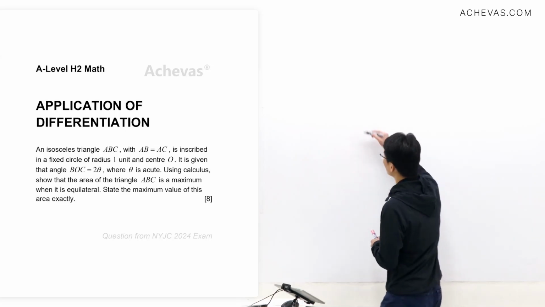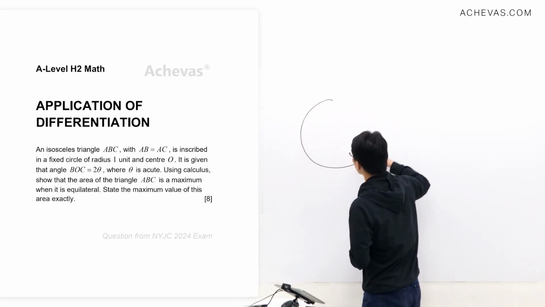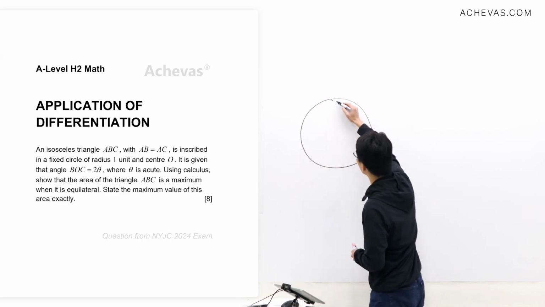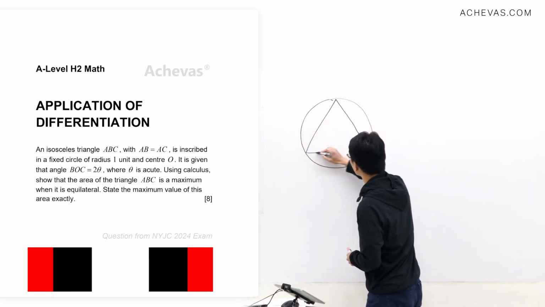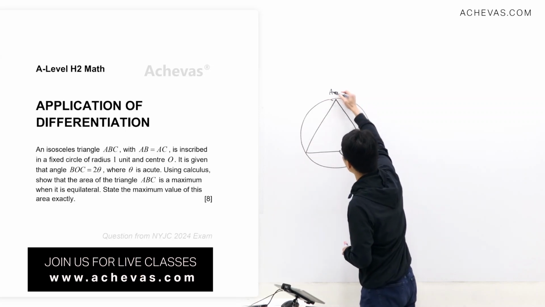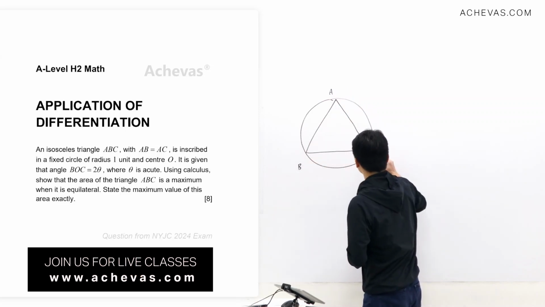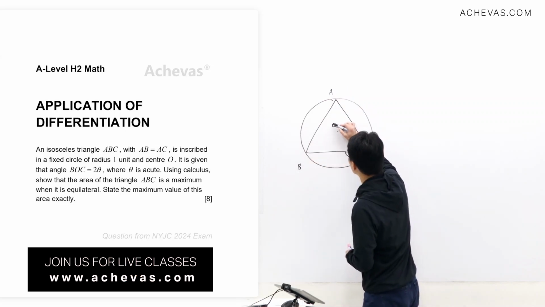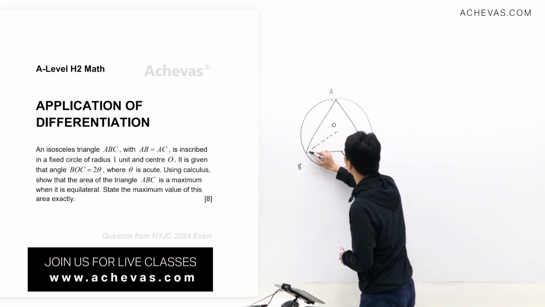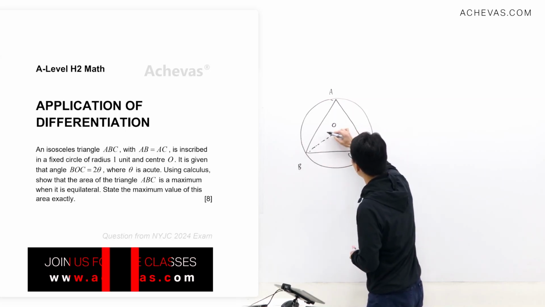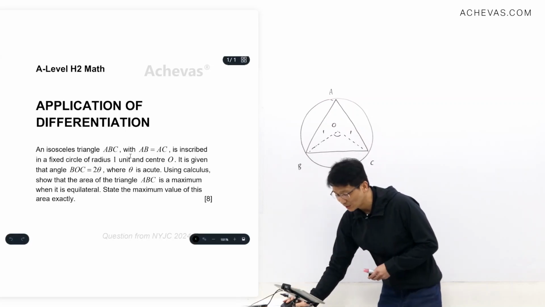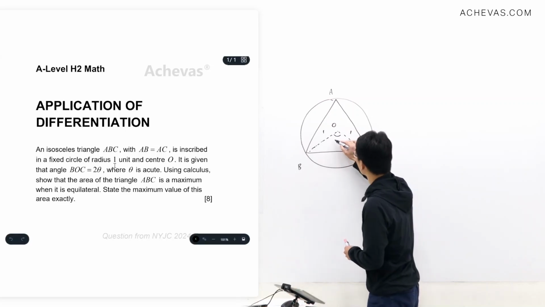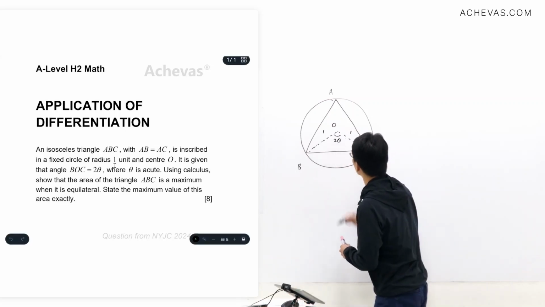So let's draw a diagram to illustrate this situation. So we have a circle here, we have a triangle being inscribed into the circle. So we can call this point A, B, C, and the center O. And the radius we know is equal to 1 unit. And here it is given that the angle BOC is equal to 2 theta. So we know this is 2 theta.